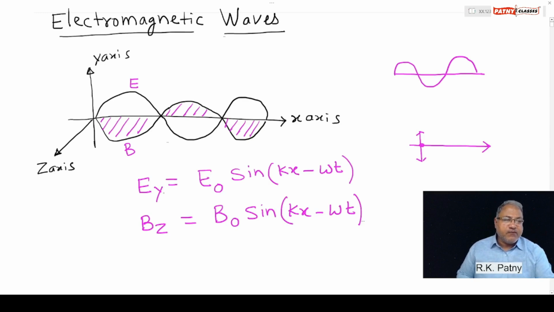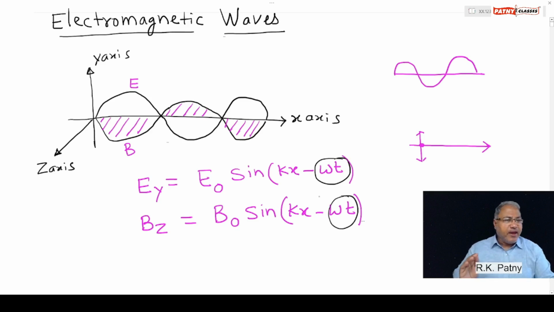So the electric field is given by EY, that is, EY stands for the electric field vibrating along the Y direction. Therefore, the equation of the electric field is given by EY equals E naught sine of kx minus omega t. And the magnetic field is perpendicular to the electric field, and its equation is given by Bz equals B naught sine of kx minus omega t. Both the waves have the same phase.